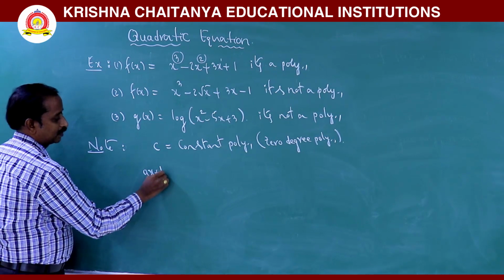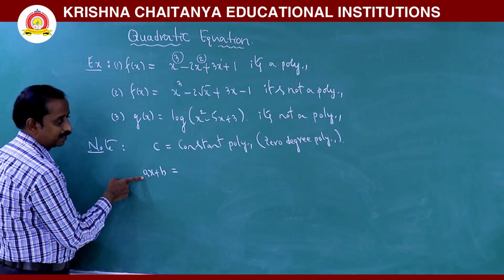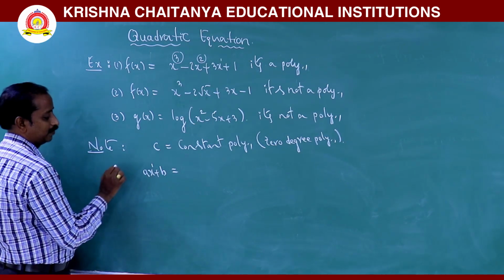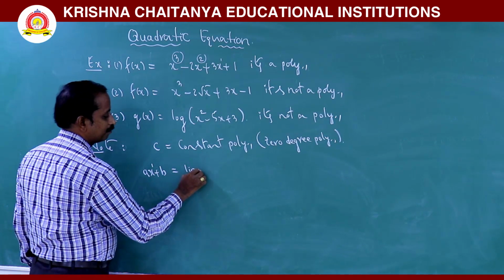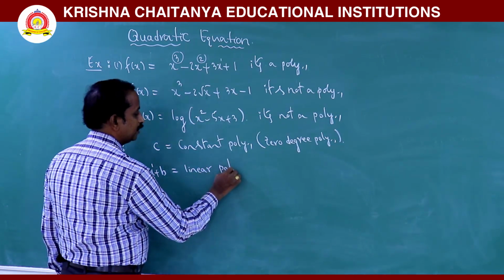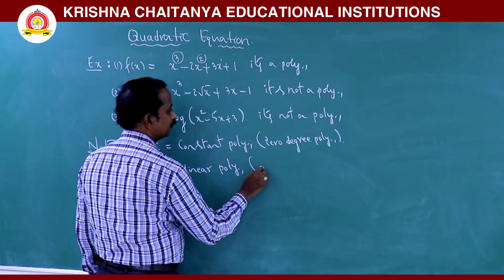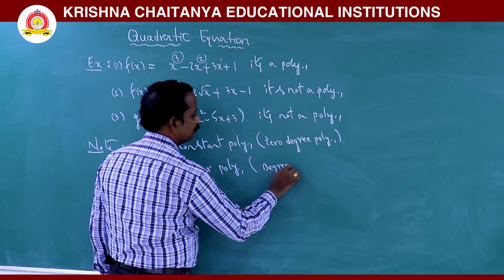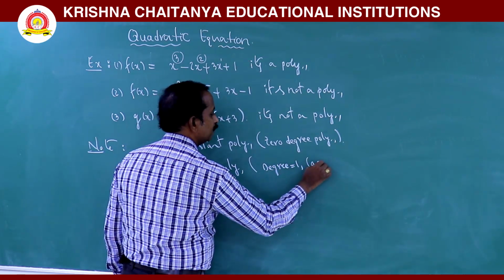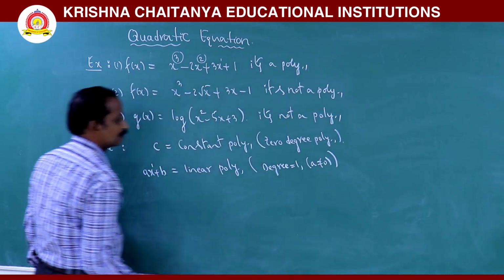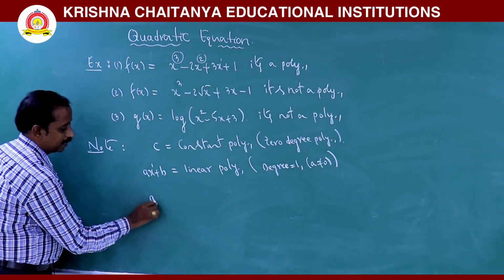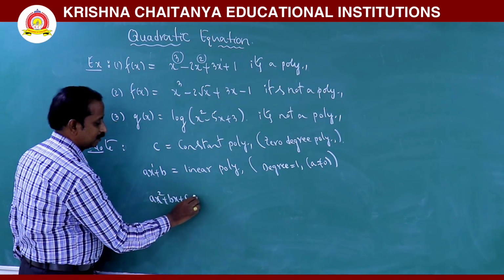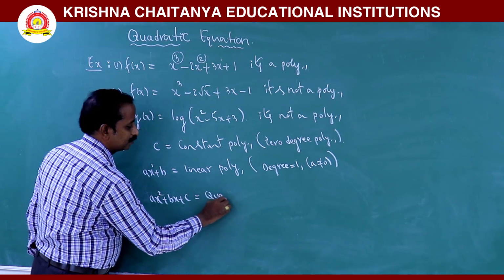Ax plus b, in which a is not equal to 0. Here the degree of x should be 1. We call it a linear polynomial, a first degree polynomial. So the degree should be 1, mandatory, with leading coefficient not equal to 0. Next, ax square plus bx plus c is called a quadratic polynomial.